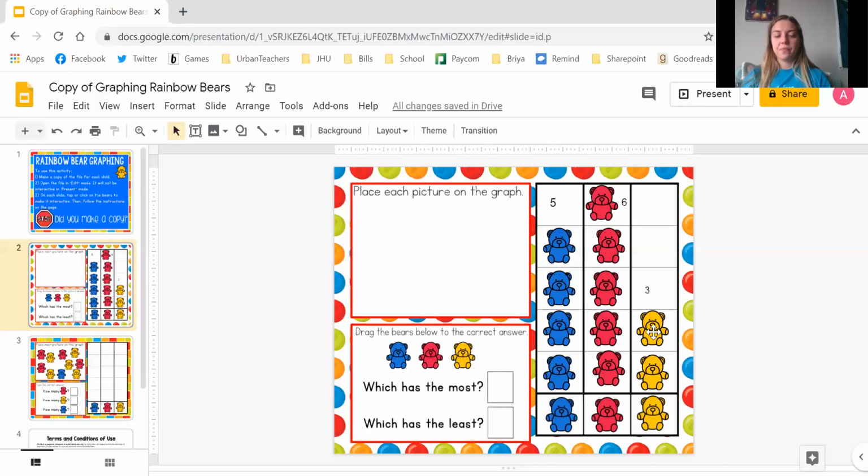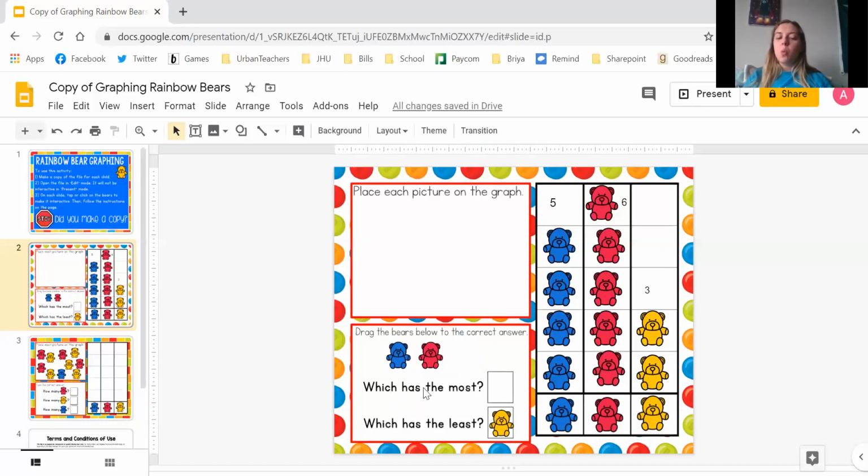It's short. Now we can figure out who has the most, who has the biggest number of bears, and who has the least, who is the smallest number of bears. Which tower is the shortest? 3. The yellow bears with 3 bears is the least amount, the smallest amount. So I'm going to put the yellow bear right here for which bear has the least, the smallest.